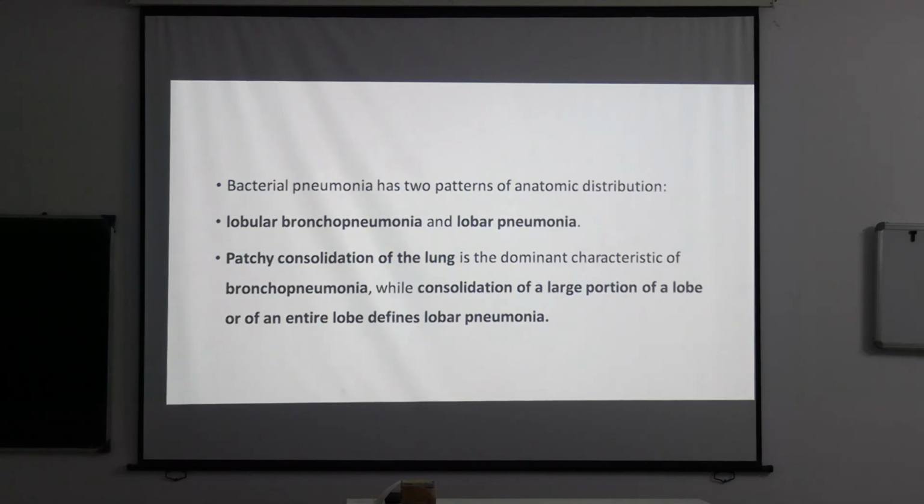Bacterial pneumonia has two patterns of anatomical distribution: lobular bronchopneumonia and lobar pneumonia. Patchy consolidation of the lung is the dominant characteristic of bronchopneumonia or lobular pneumonia. And consolidation of a large portion of a lobe or of an entire lobe defines lobar pneumonia. So in lobar pneumonia, one lobe is involved. And lobular pneumonia or bronchopneumonia is patchy consolidation of the lung.